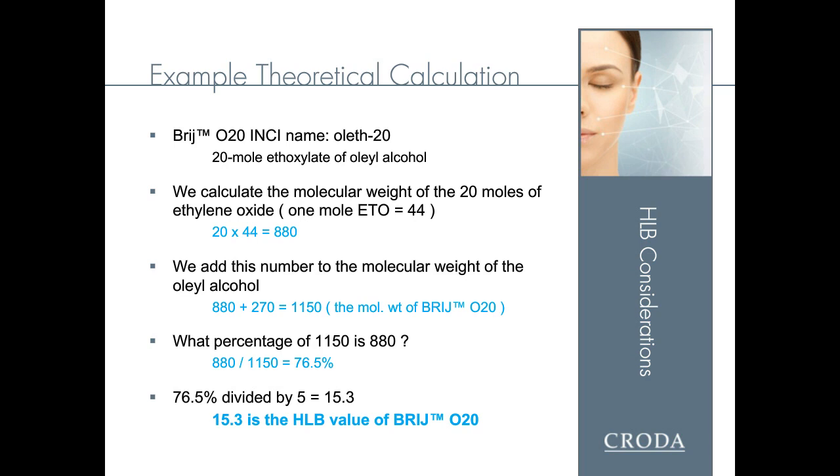First, the molecular weight of the ethylene oxide is calculated. Having 20 moles of ethylene oxide, 20 is multiplied by 44, which is the molecular weight of 1 mole of ethylene oxide, to give 880. This number is added to the molecular weight of oleyl alcohol, 270, giving 1150 as the molecular weight of Brij O20. The weight percent of the EO is found by dividing 880 by the total molecular weight of Brij O20, 1150. Lastly, the weight percent is divided by 5, as per the equation, to give us 15.3, the HLB value of Brij O20. A video will now begin showing experimentally how to find the required HLB for an oil.